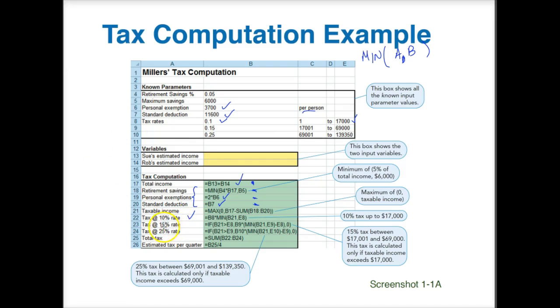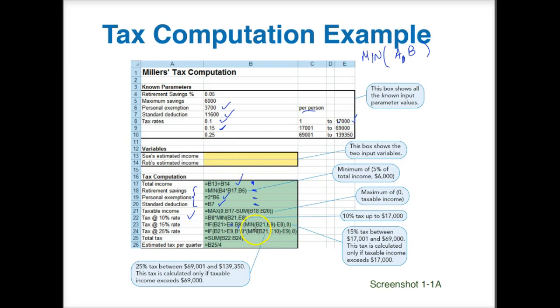Now, I want to talk about the 15% rate here for just a second. So this says if you have B21, which is your taxable income, if it is greater than E8, so in other words, if it's greater than 17,000, then what we're going to do is put a 0 there, okay? Otherwise, what we're going to do is calculate B9, okay? And of course, our B9 is going to be here. We just moved up to the 15% tax rate then.